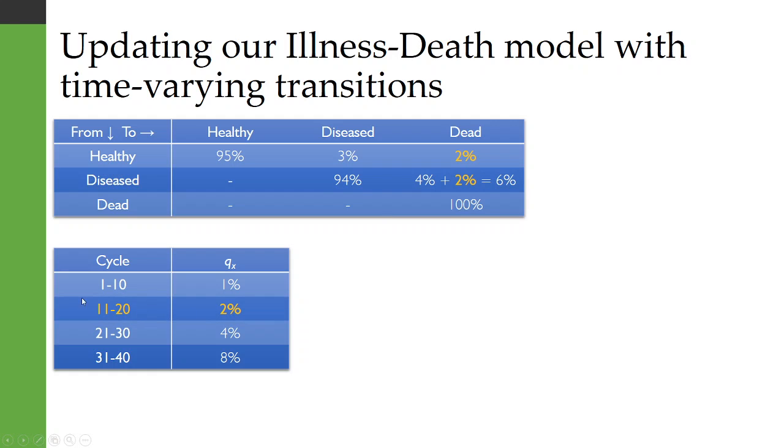Here's an example where we're in a cycle between 11 and 20, where QX is 2%, so the probability of going to the disease state is 3%, the probability of going to the dead state is 2%, the probability of remaining in the healthy state must therefore be 95%. And here you'll see that that 2% is the same here, but when you're in the disease state, you have that excess risk of death from the disease of 4% in each cycle.